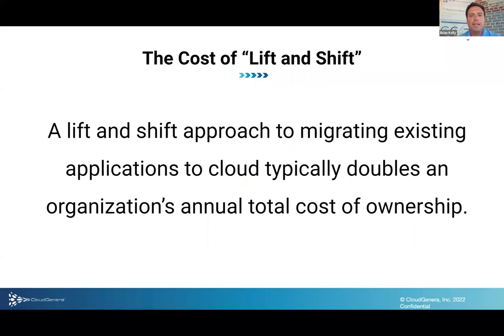What we've seen over the last several years is that there is a true cost to lifting and shifting those existing investments to cloud. Those existing technology investments, when lifted and shifted to the cloud, typically double an organization's annual total cost of ownership. The good news is that it doesn't have to be this way. Even without rewriting and replatforming your applications, there are techniques, there are strategies that you can implement to optimize your costs when moving workloads to the cloud.